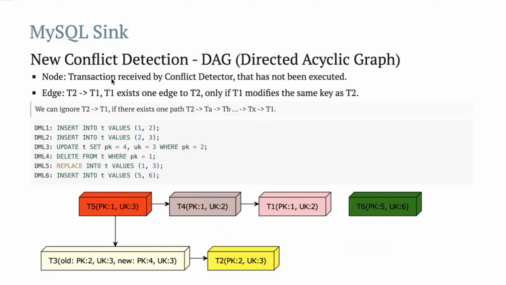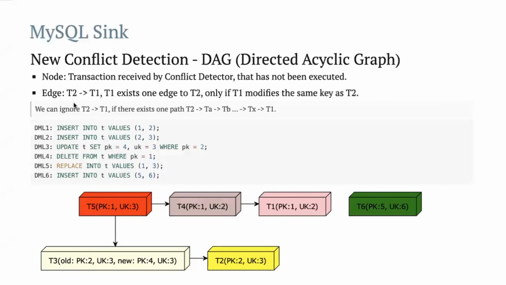First, let me just define a few terms. A node is a transition that has not been executed and received by the conflict detector. An edge is a relationship between two transitions. If a transition two modifies the same key as transition one, we can draw an edge from transition two to transition one.